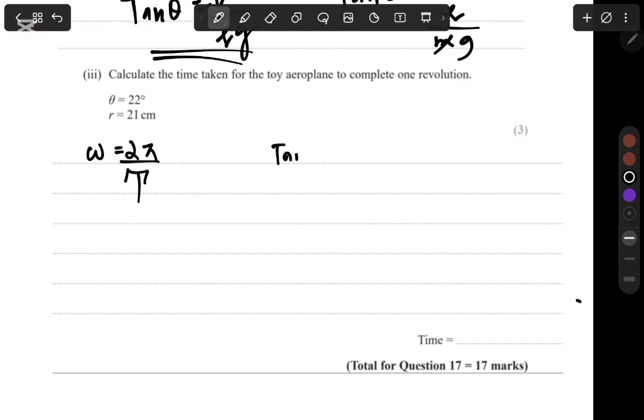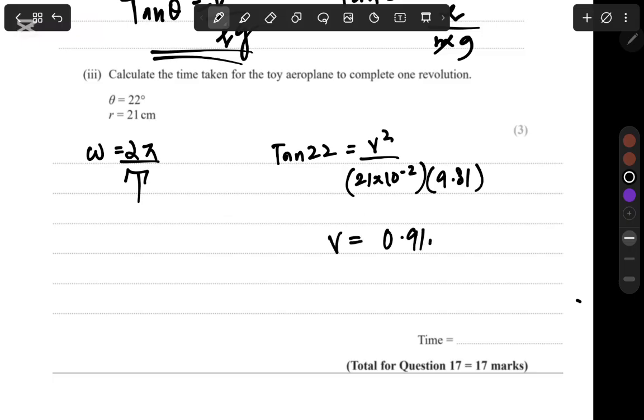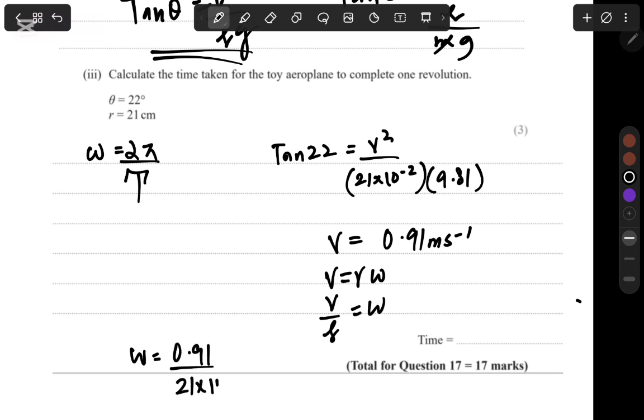So we're going to use tan 22 equals v squared over 21 times 10 to the power of minus 2 times 9.81, and we'll find the value of v. So we're going to get the value of v as 0.91 meters per second. v is equal to r omega, so v over r is equal to omega. So omega is going to be 0.91 divided by 21 times 10 to the power of minus 2. That's going to give me 4.34 rad per second.